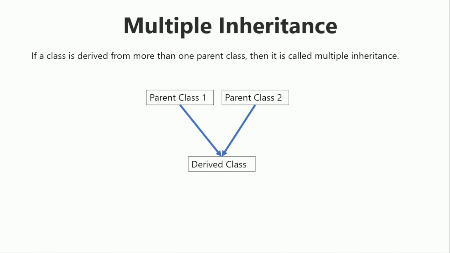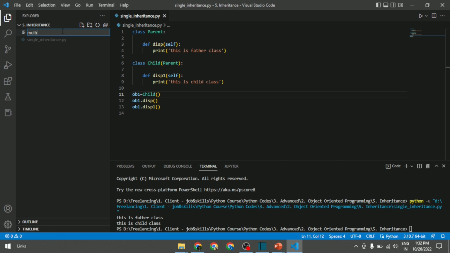Now let us move to the second type of inheritance, which is known as multiple inheritance. If a class is derived from more than one parent class, then it is called multiple inheritance. So we have parent class 1 and parent class 2, and we are deriving a new child class from these two parents. This is called multiple inheritance.